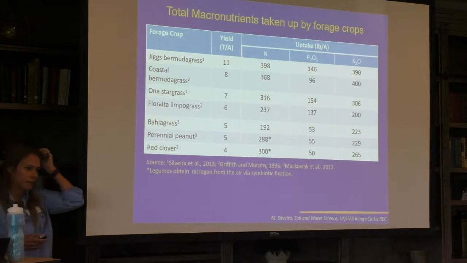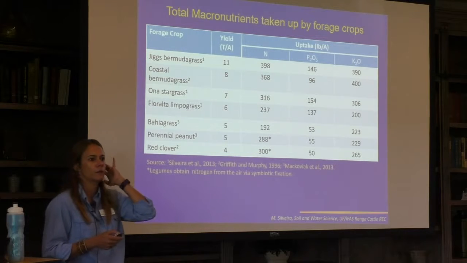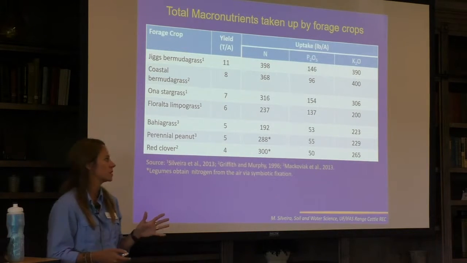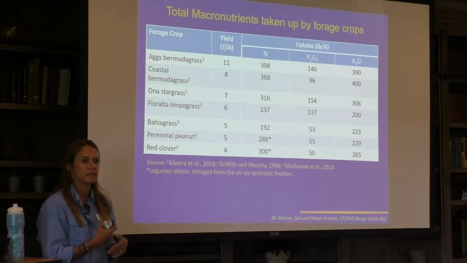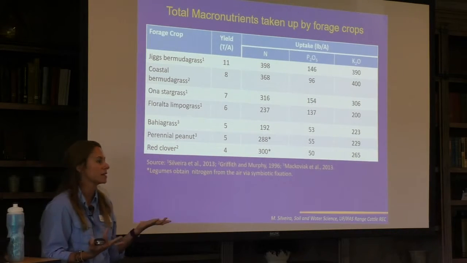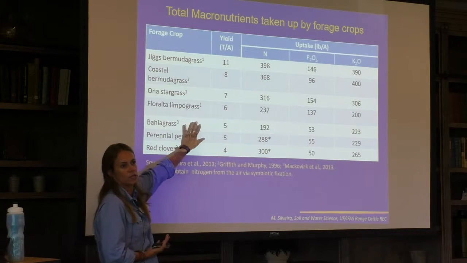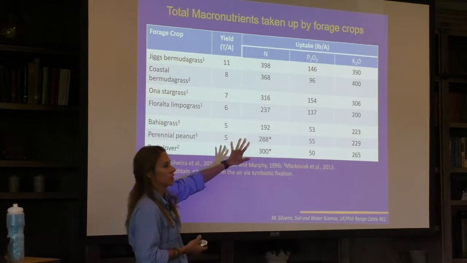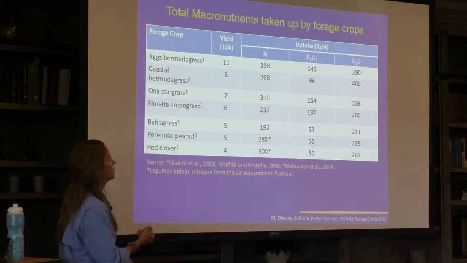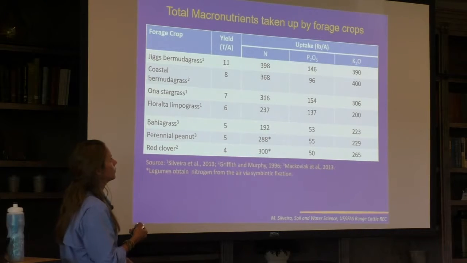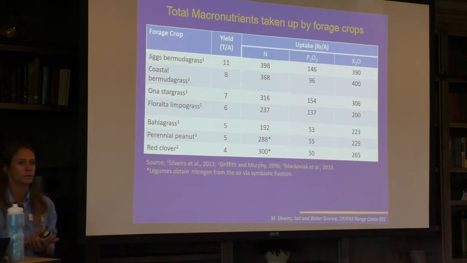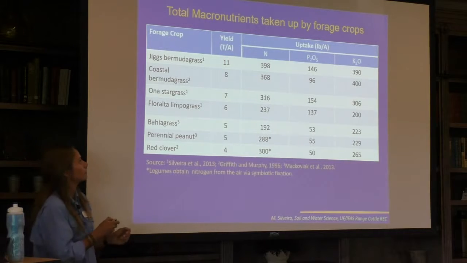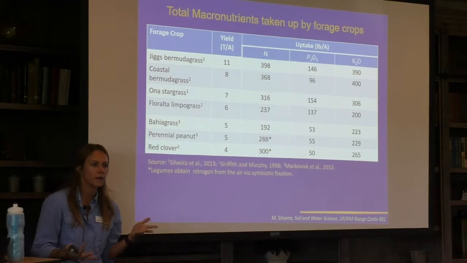So usually the nutrient requirements of a specific forage crop species is related to their yield potential. In other words, species or cultivars that have greater yield potential usually require more nutrients. In this case, I'm focusing on nitrogen, phosphorus, and potassium, and this is the amount of nutrients removed to produce that amount of forage. So Jiggs Bermuda grass, and some of the other Bermuda grass cultivars, produce more, but of course they require more nutrients.